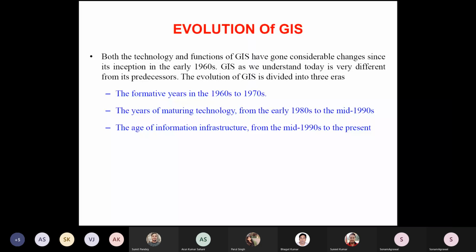Try to write down the definition of GIS in your own words, how you will describe GIS if somebody asks you. So all of you must have told that, I have taken the admission in MNIT.